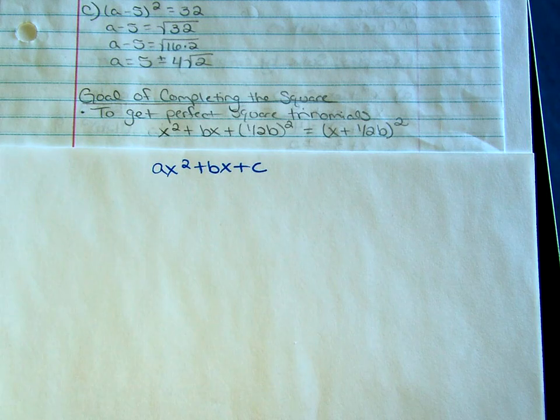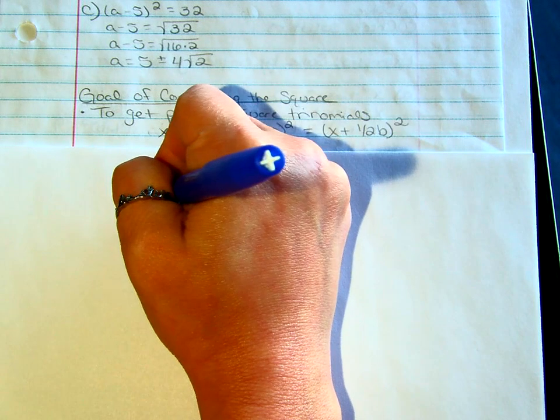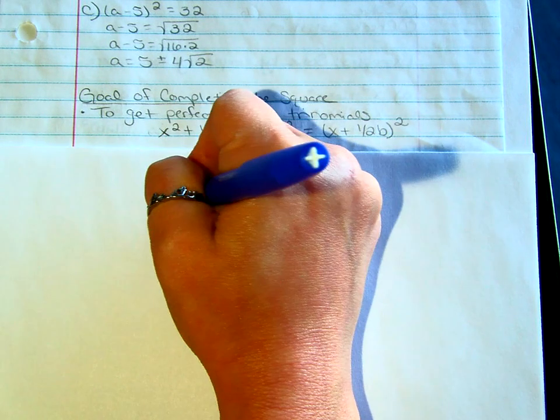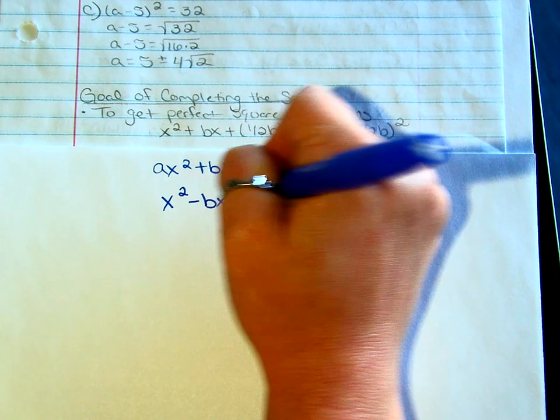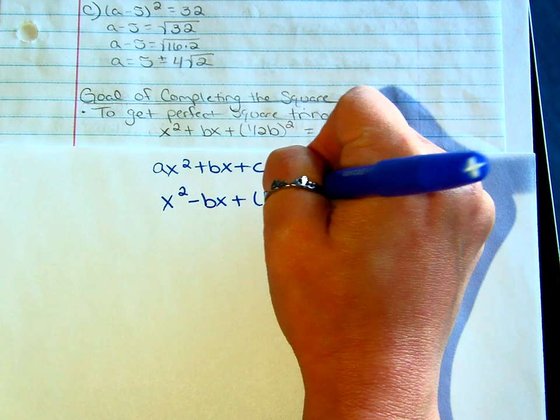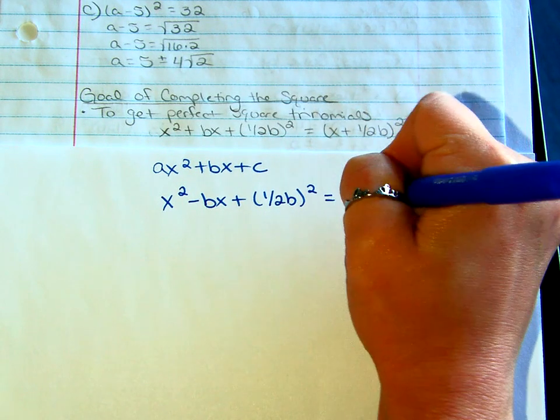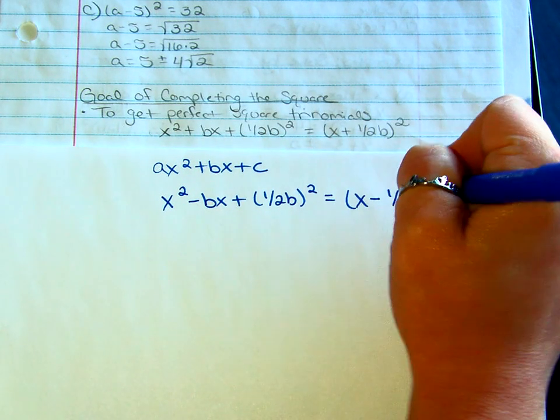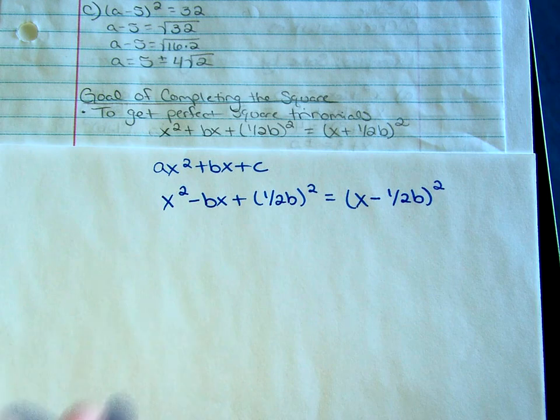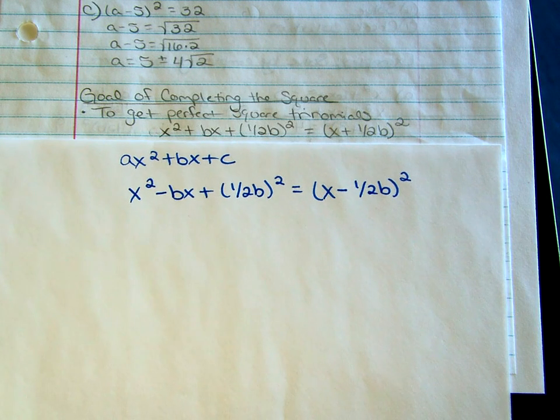You may want to write below that this also works when you have x squared minus bx plus 1/2 b quantity squared, and that will equal x minus 1/2 b squared. The sign can be different, but it still works to the same thing. The steps are still going to work.